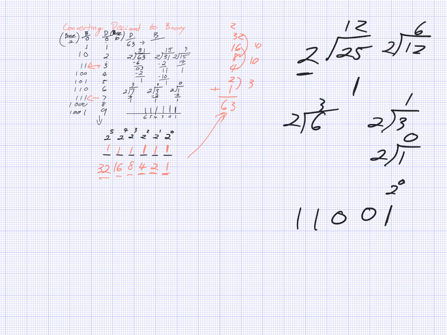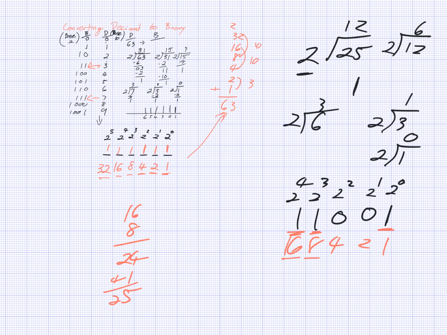Remember, we said it's 2 to the power of 0, 2 to the power of 1, 2 to the power of 2, 2 to the power of 3, 2 to the power of 4, and each of those are equal to 1, 2, 4, 8, and 16. So we have a 1 here, a 1 here, and a 1 here. So we can add these values. 16 and 8, 24. Plus 1, 25. Did we get it? Yep. We got it. 25.